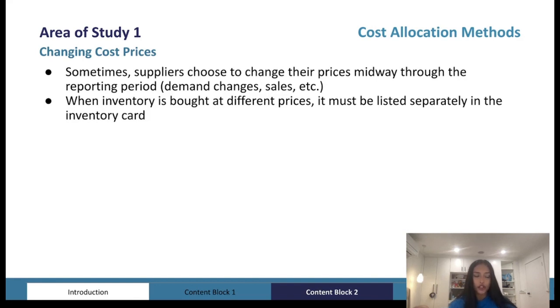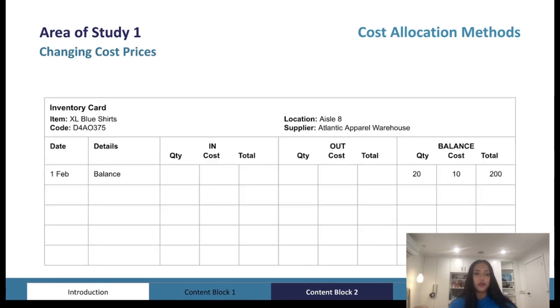A lot of the time, the cost prices of inventory don't just stay the same, they actually change. And this can be due to higher demand or suppliers having sales. And when there are different cost prices, it has to be listed separately in the inventory card. So let's go back to our example from before.